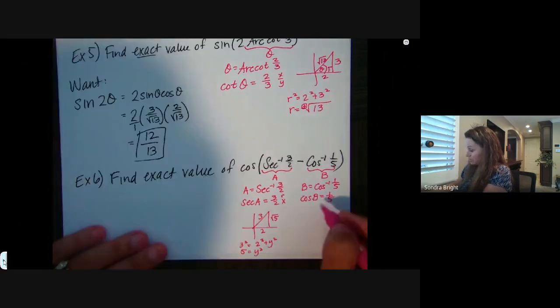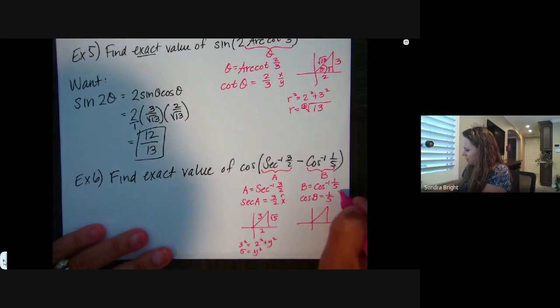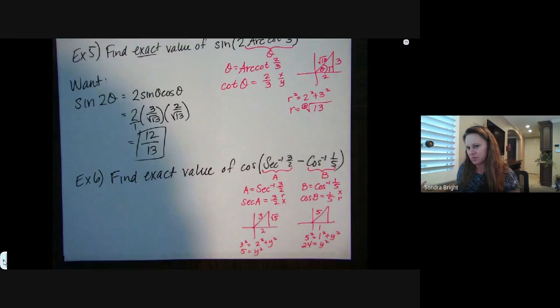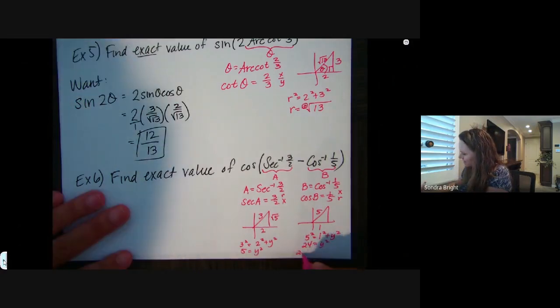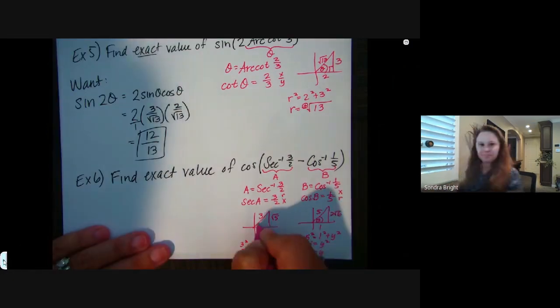Over here, because it's also positive, so quadrant 1, and this is x over r, so x is 1, and r is 5, and so that's 5 squared is equal to 1 squared plus y squared. 25 minus 1 would be 24 is y squared. Taking the square root of that, there's a perfect square in there. 24 is 4 times 6, so this is a 2 rad 6 is going to be your y value. Okay, so this is angle B, and this is angle A.